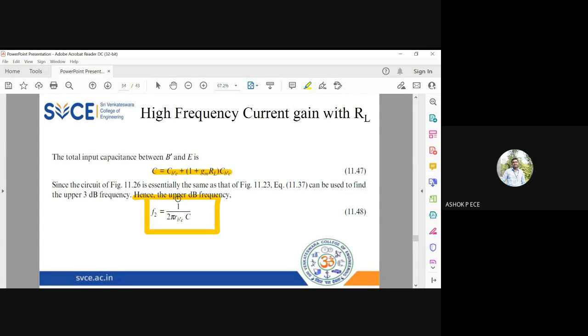There will be three capacitors, but we are going to focus only on two because the third capacitor, between collector and emitter, is going to be of very, very lesser significance. So I am going to neglect that capacitance in all our analysis. Okay.